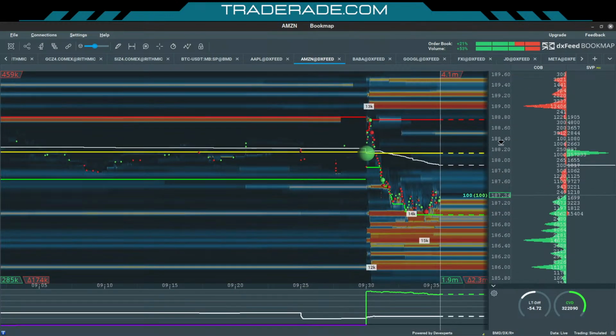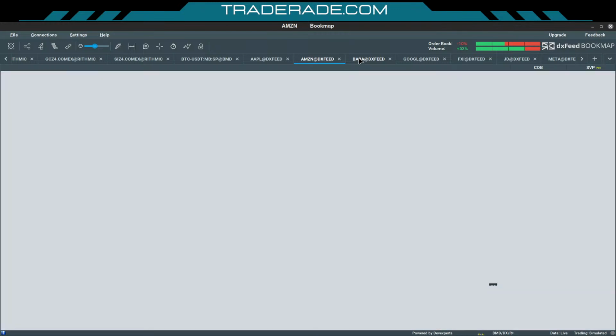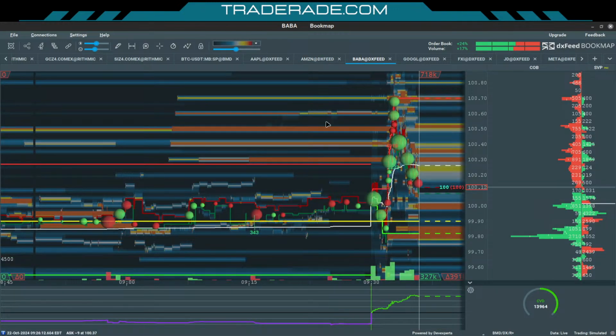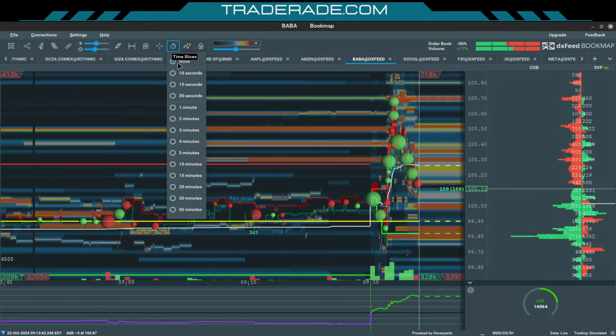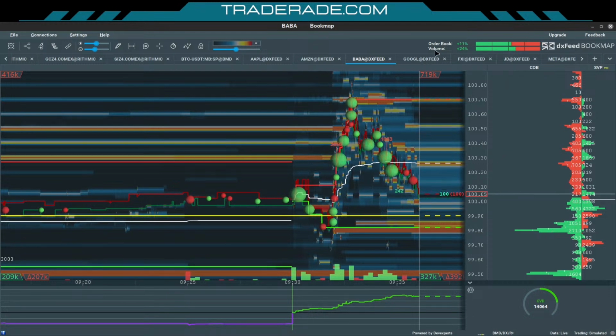Amazon also dropping a bit off the open recently, making new cash session lows and popping off those lows just around that 187 area of offered liquidity. And Alibaba having a pretty strong pop and giving that back to some degree here. Just going to zoom in a little bit. You can see that pop and that drop in Baba shares.